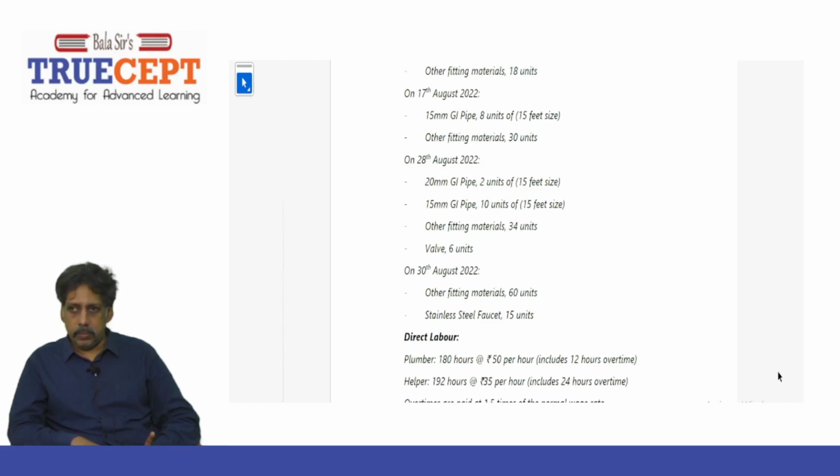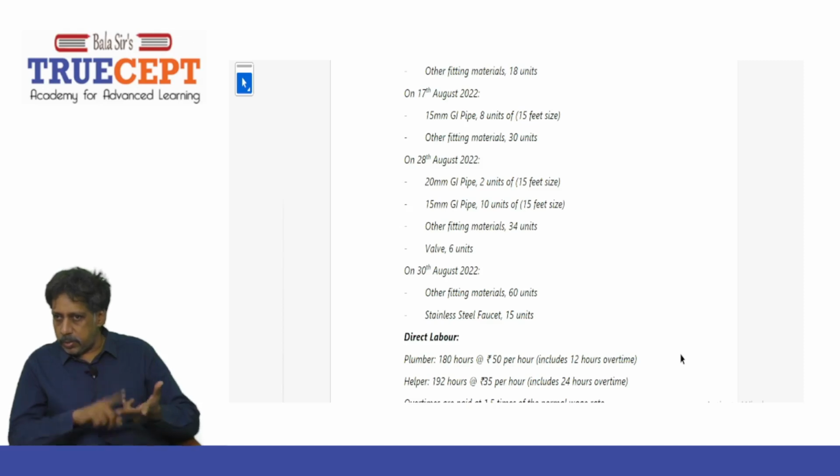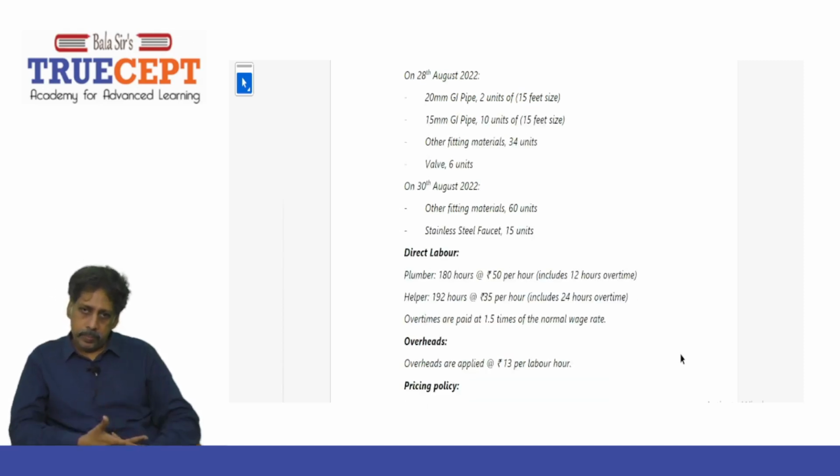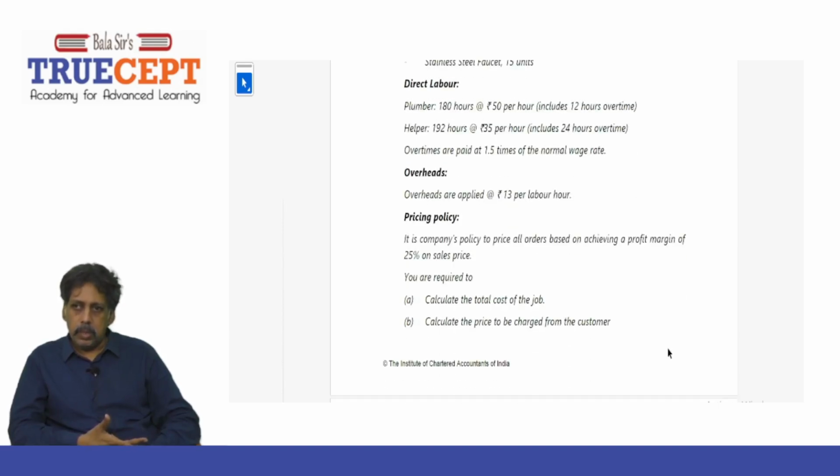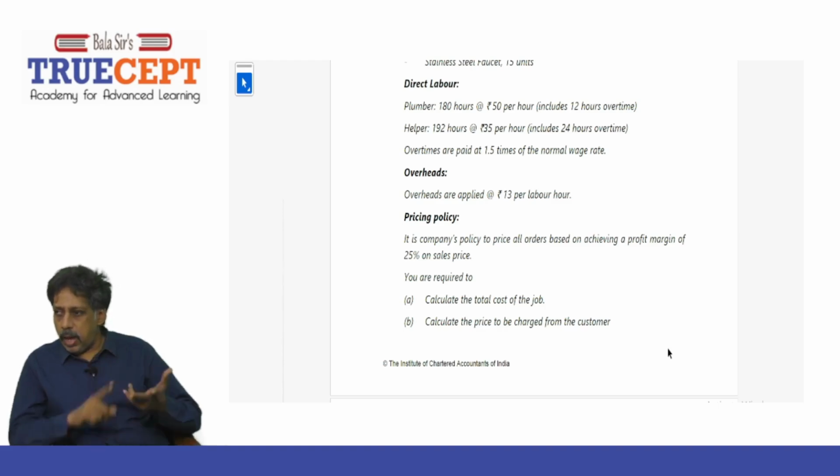Then on 30th August, other fitting material 60 units and stainless steel faucet 15 units. You saw the stainless steel faucet has been issued only on 30th August, right? 15 units have been issued and consumed. Then direct labor. Plumber, 180 hours at 50 per hour, which includes 12 hours of overtime. It's given that the plumbers worked for how many hours?